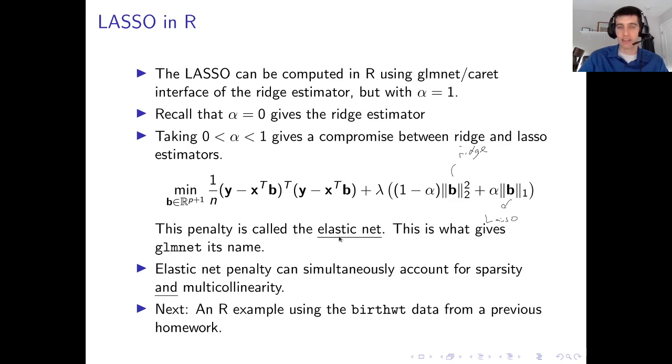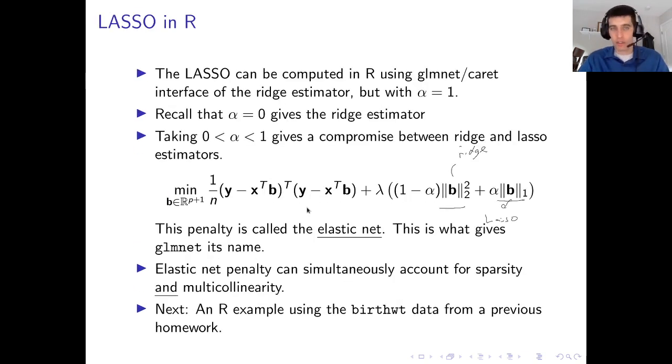The net in elastic net comes from this general formulation that the package allows you to solve problems of this form. The benefit of using an elastic net penalty is that you can address multicollinearity concerns and sparsity concerns simultaneously. And so this is the elastic net, and now we have the full suite of tools available to us from the GLMNet package.